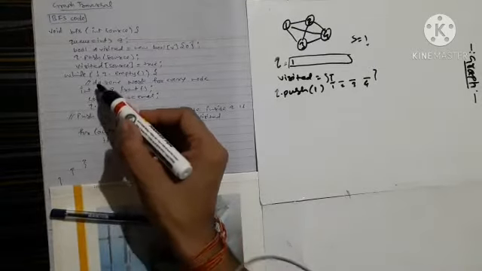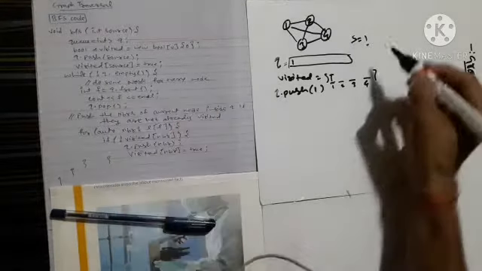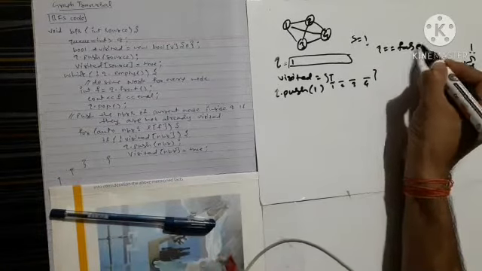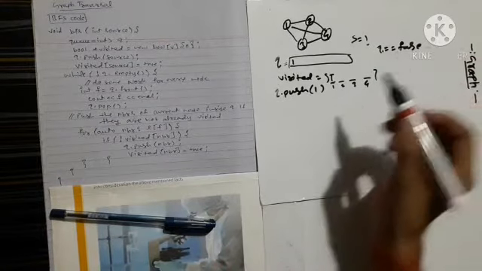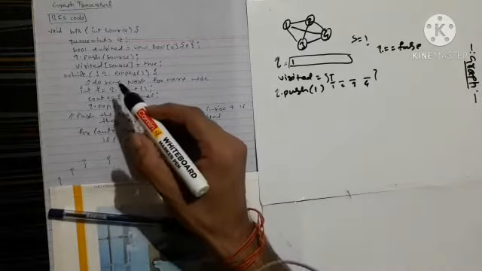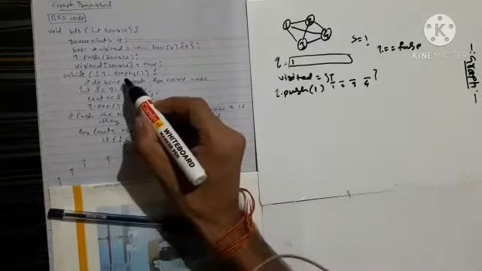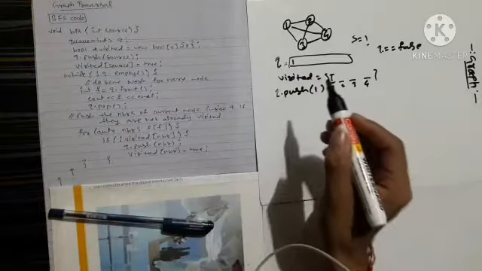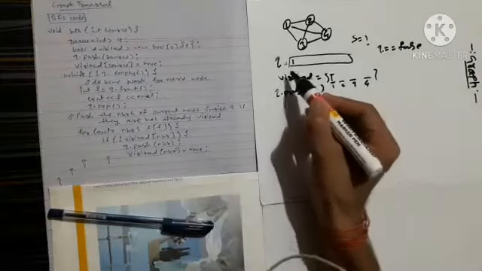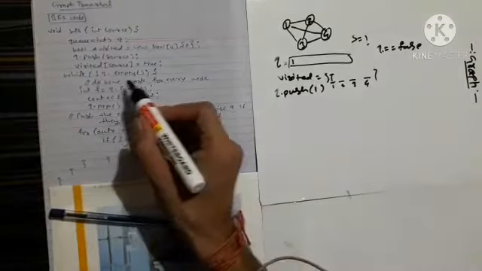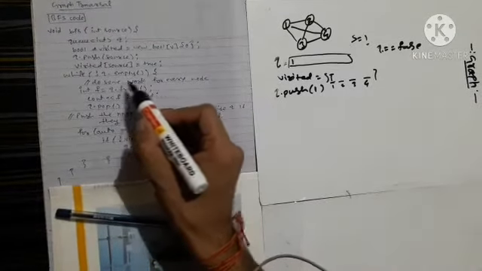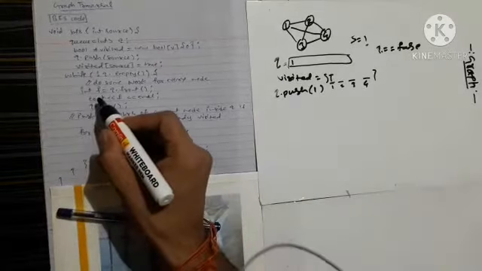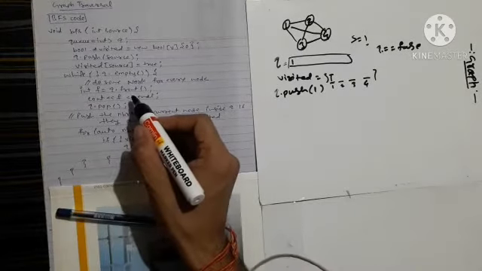It says not q.empty. Not q.empty means q.empty is equal to false. The empty function will return true if q is empty, and it will return false if q is not empty. But now my q is not empty, so this condition is false. So we'll enter into this loop.